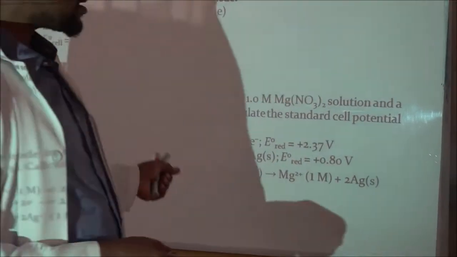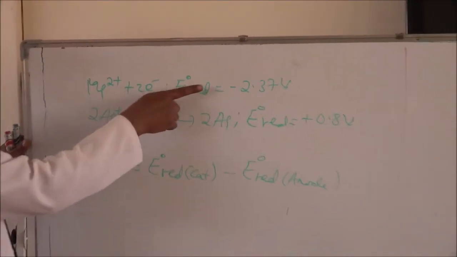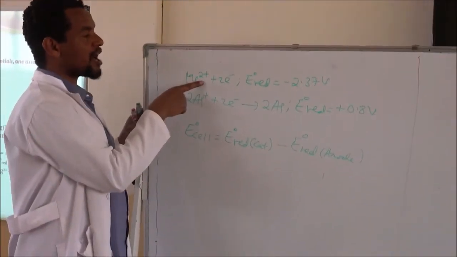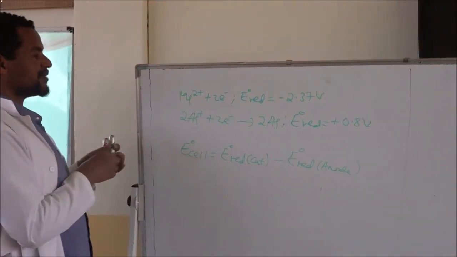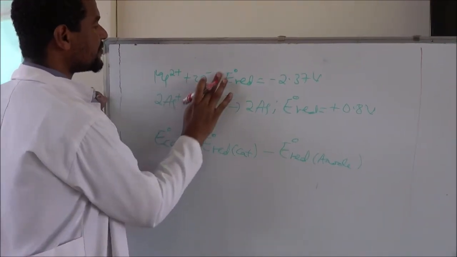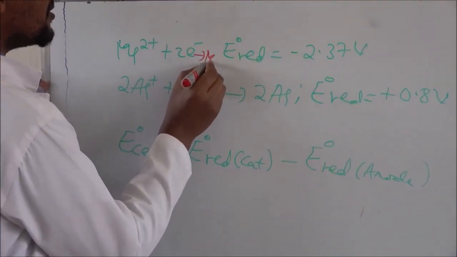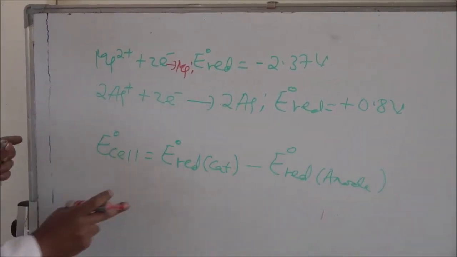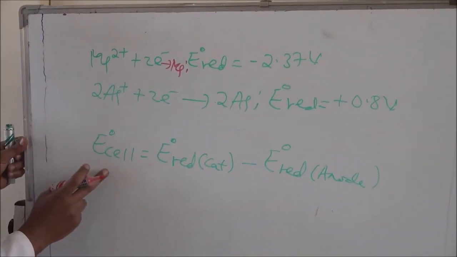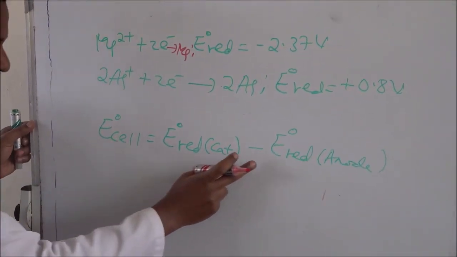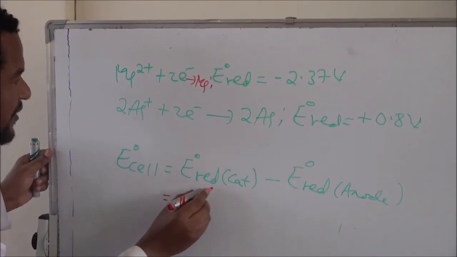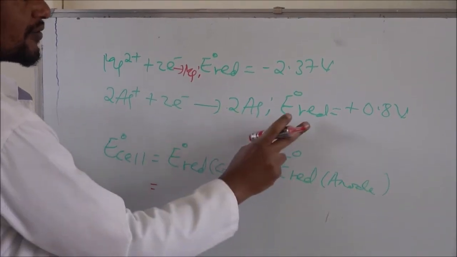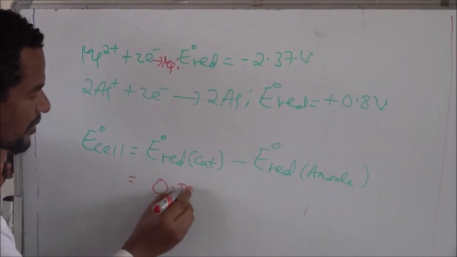Or the second approach, the same question where reduction potential is given. In the previous one, for magnesium, oxidation was given. Here it is reduction from plus 2 to 0. In this case, how can you solve? Mg is given as reduction from plus 2 to 0. The reduction values are given. The formula is E of cell equals E of reduction at cathode minus E of reduction at anode. We know that silver is the cathode. Therefore, the reduction is 0.8 volt.